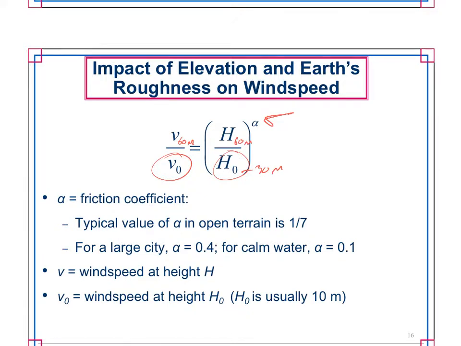Okay? So alpha is going to range between 0.4 and 0.1. There's nothing that's perfectly smooth, right, or stays perfectly smooth, so it's never going to be 0. So it's going to be approximately a low value.